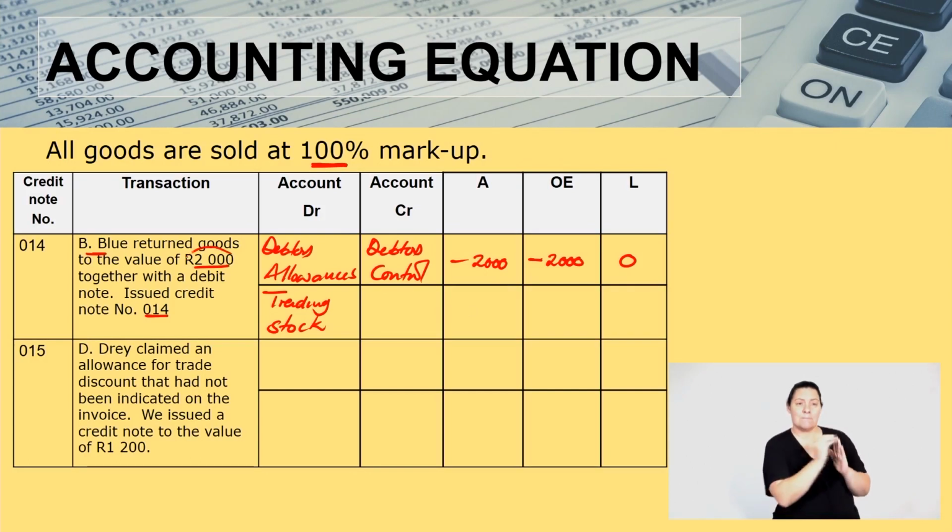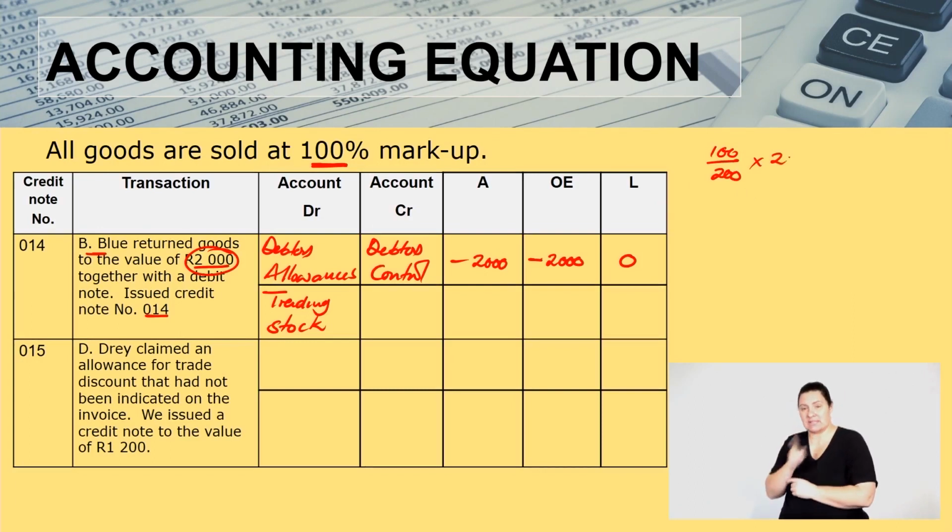Therefore, I'm coming here now. Do I record the 2,000? No. Which amount do I record? I want the cost, which is 100, over what I have, which is 200. Multiply that by the 2,000. That will give me now my 1,000. So when I come here, I'm going to say on my assets plus 1,000.